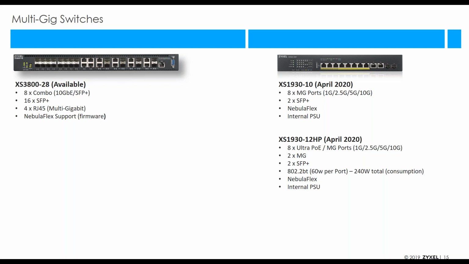They are going to be necessary for you to implement a full AX solution. At the moment, if you wanted to go for an AX solution, you'll have to look at going for the XS3800-28, and then you'll have to look at getting an external PSU for the access point. The PoE switches were supposed to have already been out, but again, delays have happened, unfortunately, which are outside of our control, but we are anticipating them very soon.